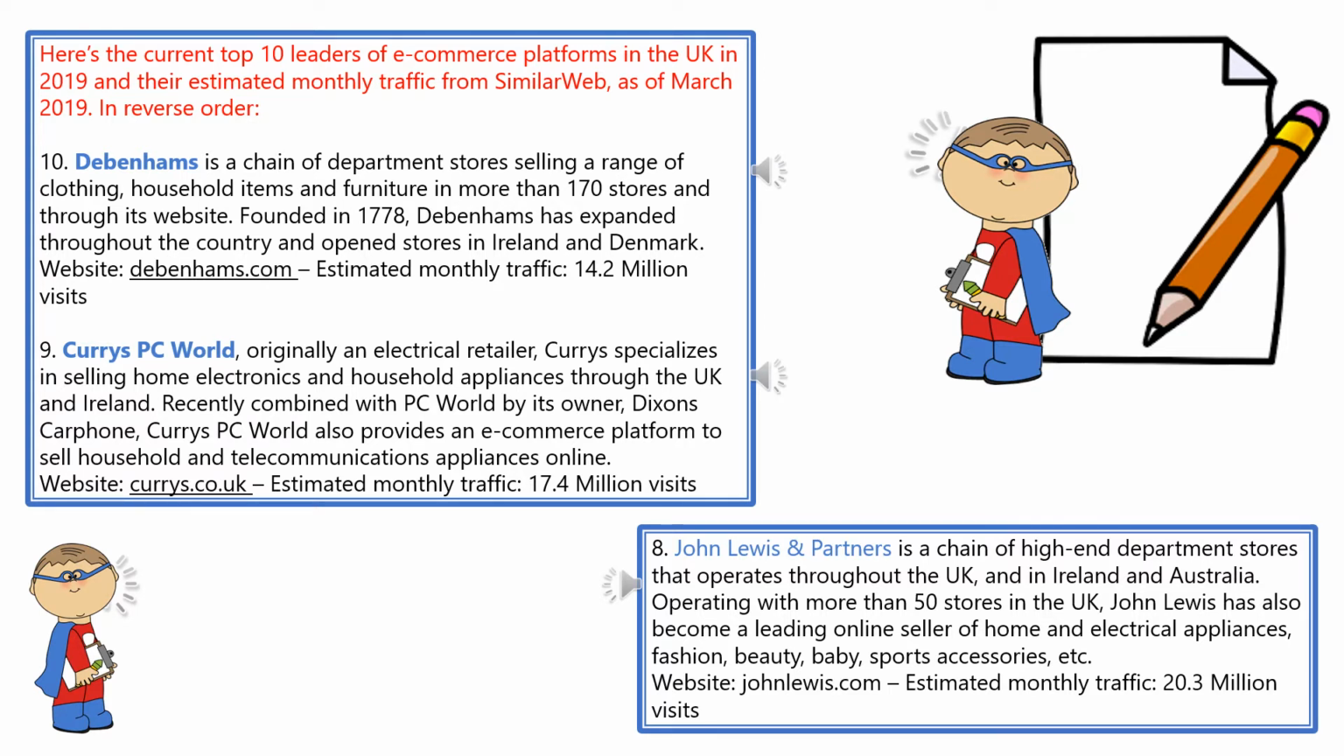John Lewis & Partners is a chain of high-end department stores that operates throughout the UK and in Ireland and Australia. Operating with more than 50 stores in the UK, John Lewis has also become a leading online seller of home and electrical appliances, fashion, beauty, baby, sport accessories, etc. Website johnlewis.com, estimated monthly traffic 20.3 million visits.